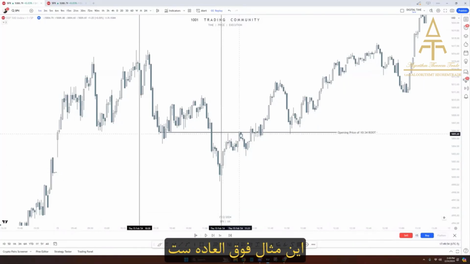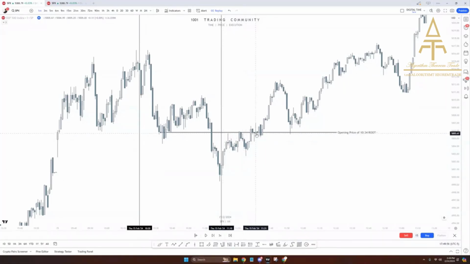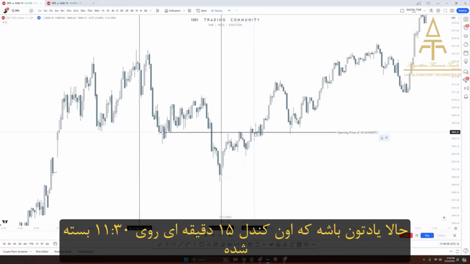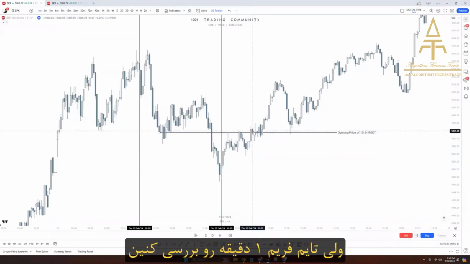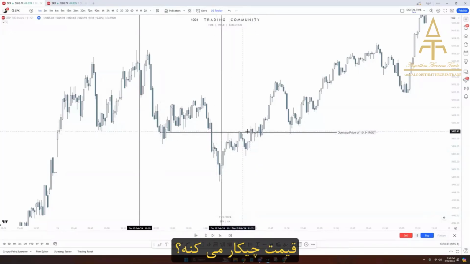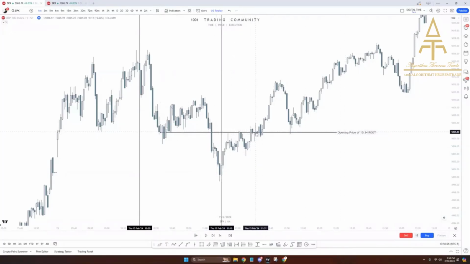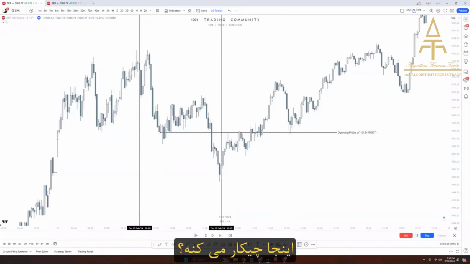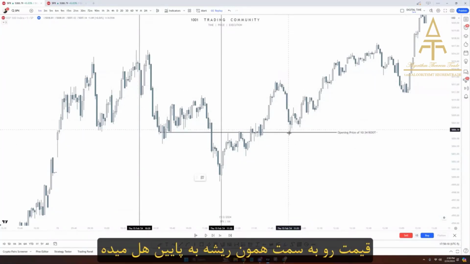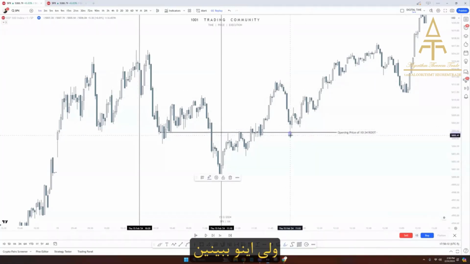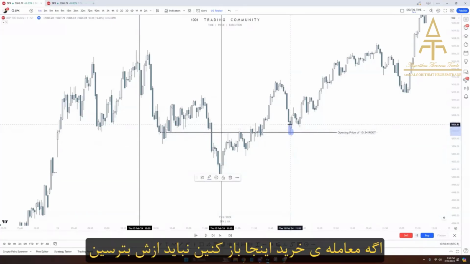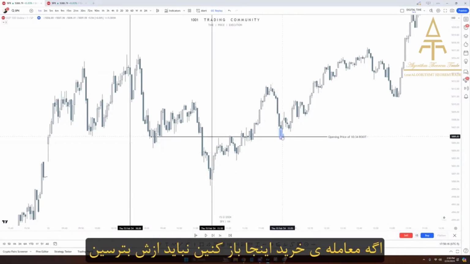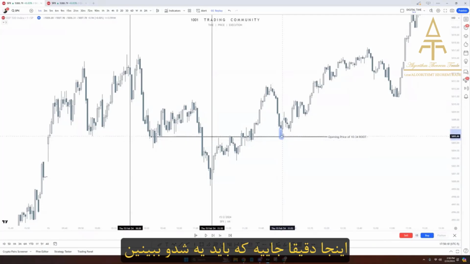This is a perfect example of that. Now remember, 11:30, that 15-minute candle closed. But look at the 1 minute time frame. What is price doing? It's closing above the root. It's ready to push up. What is it doing here? Pushing back down to that same root. But look at this. This shouldn't scare you. If you're in longs here, this should not scare you.